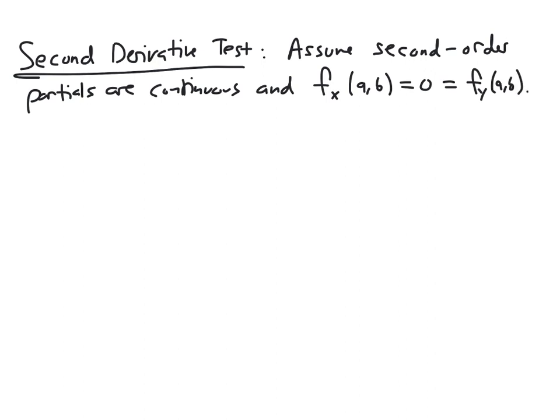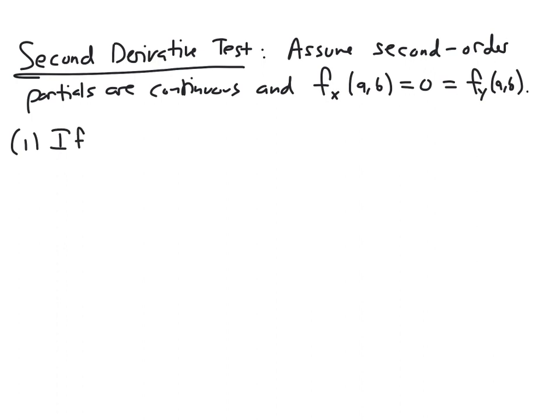So this is very much like the second derivative test in single variable calculus. This is only going to apply to critical points where the first derivatives are both 0. If we have a critical point where one of the derivatives is undefined, we're going to have to do something else to determine if it's a local min or a max. But that's not going to be a case that appears too often. So under these two assumptions, that the second order partials are continuous and that the first order partials are both 0 at our particular critical point, we have four possible outcomes.